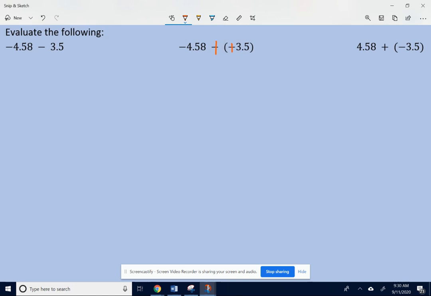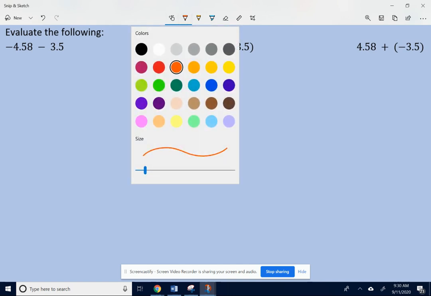So that's the only place I see that going on in the 3 problems. Just in the middle. The minus a negative needs to turn into plus a positive. So now we can carry on.